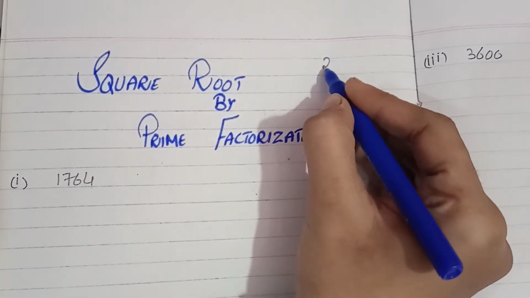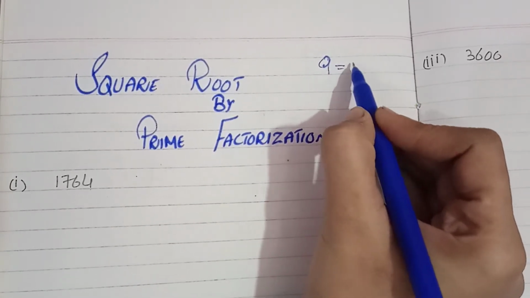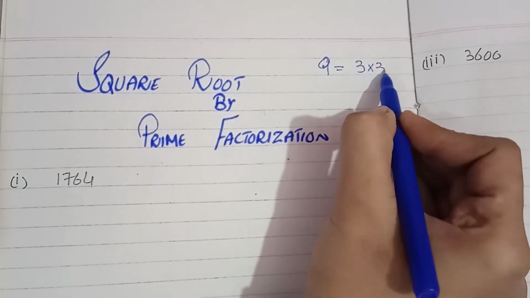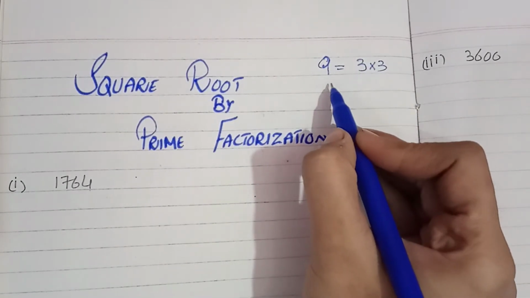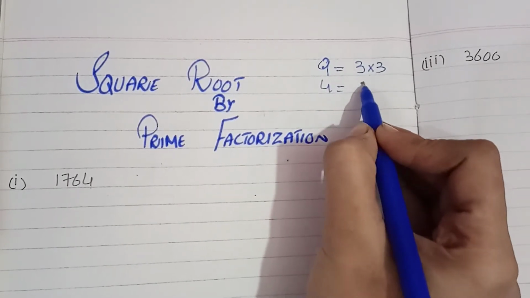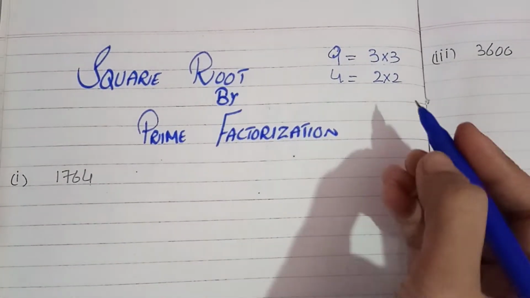Like if the number is 9, we know that the square root of 9 is 3. Means when we multiply 3 by 3, we will get 9. If the number is 4, we know that the square root of 4 is 2. 2 multiplied by 2 is 4. The square root of 4 is 2.